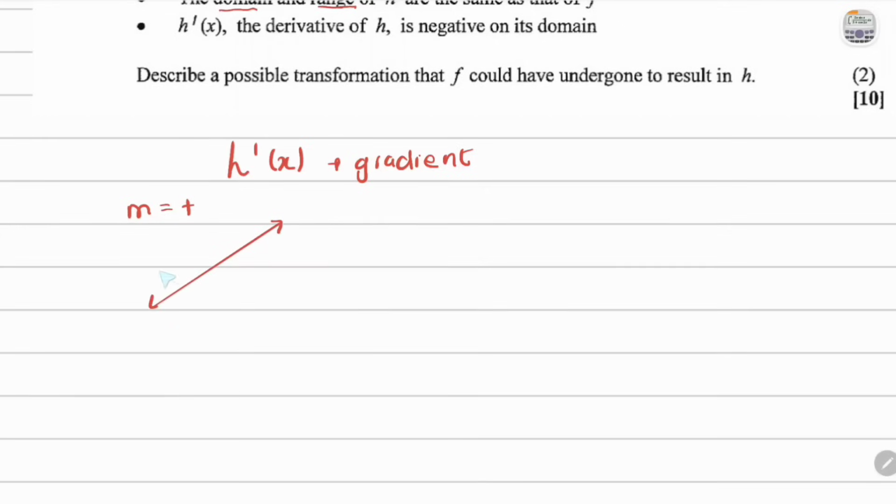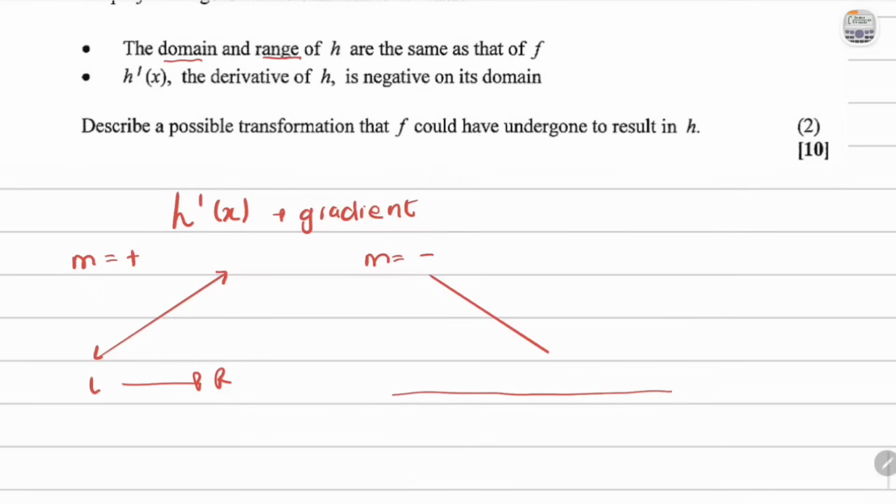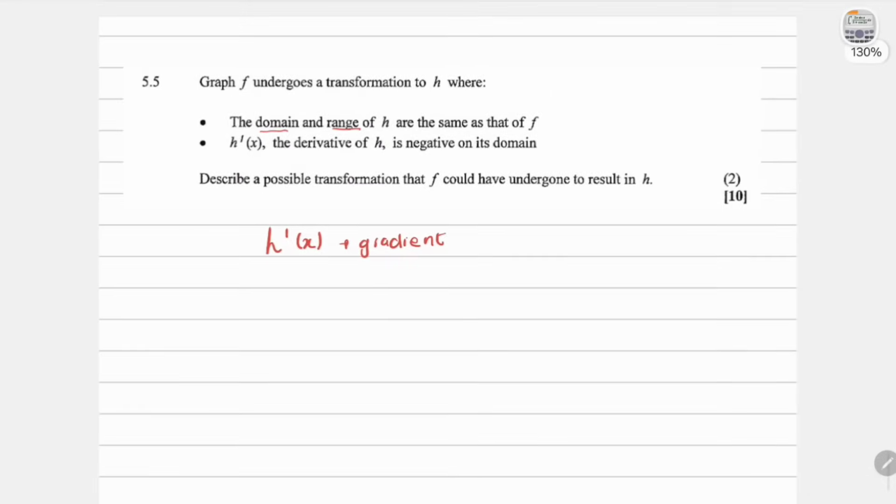Okay, that's why it has a positive gradient. So when you read from left going to right, the graph moves up. When the gradient is negative, it means that the function is decreasing. So what they're saying is the function is decreasing on its domain. So when we're looking at the x values from left to right, that graph must be moving downwards. Okay, so describe a possible transformation that f could have undergone to result in h.